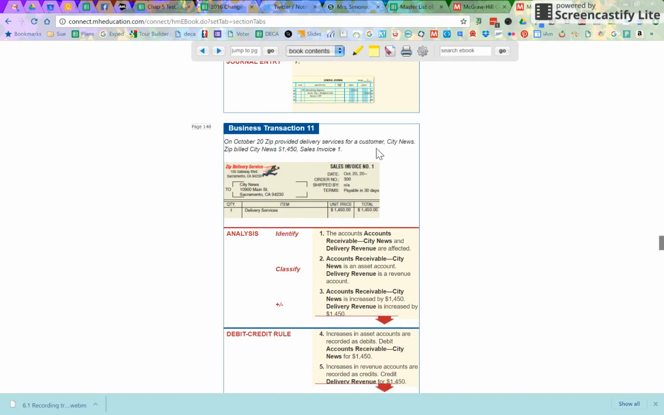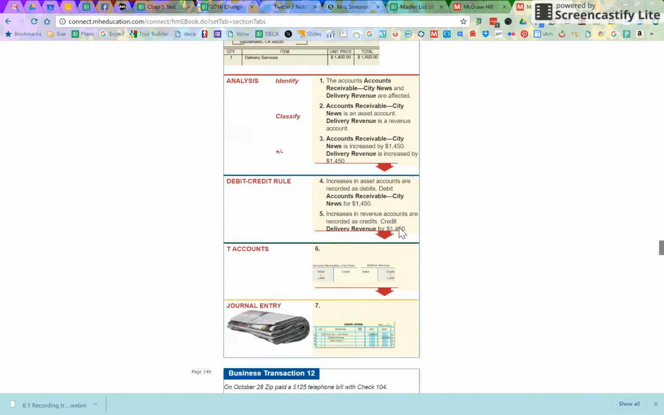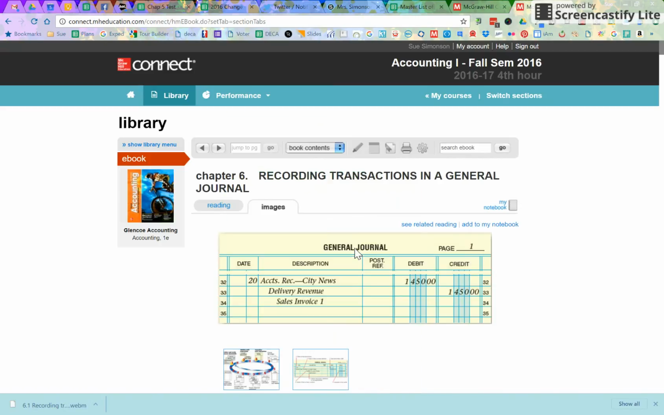Here we provided delivery service, so this is revenue. We're talking about how we make money, and we bill them. So kind of how some people were getting stumped in Chapter 5 about billing. So they didn't pay us cash. So this is our invoice. We sold them delivery services, so it's our revenue transaction, but they didn't pay right away. So it's an accounts receivable. So this transaction would look like this.